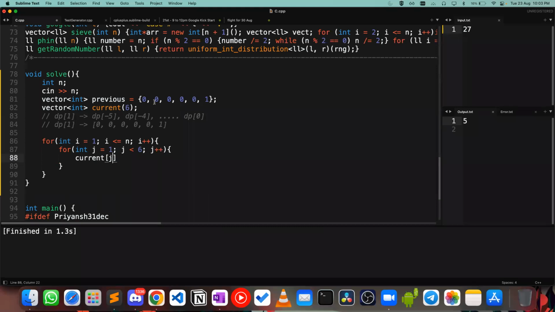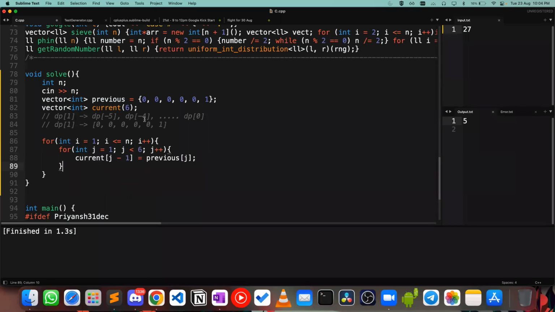So what we're doing is we're disregarding, removing this value from the previous, and we are keeping track of these 5 values. So we'll say current of j minus 1 is equal to previous of j. I am updating the first 5 values of the current vector. Is this correct or not?